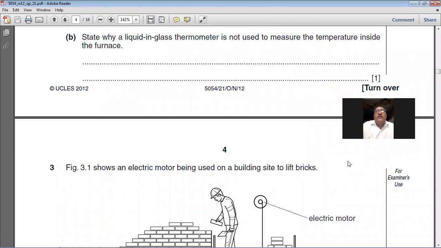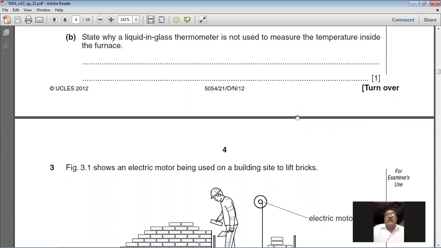So we are moving to the next question, and the next question says, state why a liquid in glass thermometer is not used to measure the temperature inside the furnace. You see, the temperature inside the furnace is very high. The glass of the thermometer will melt at that temperature. So we cannot use the liquid in glass thermometer here.